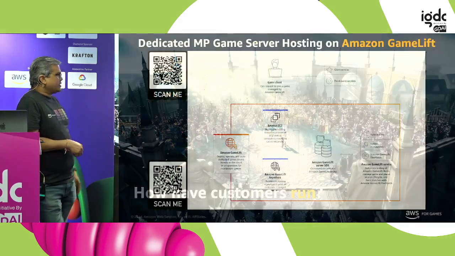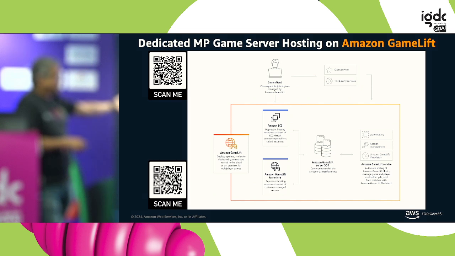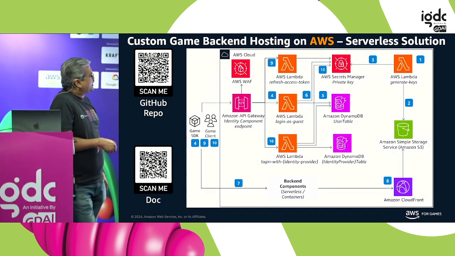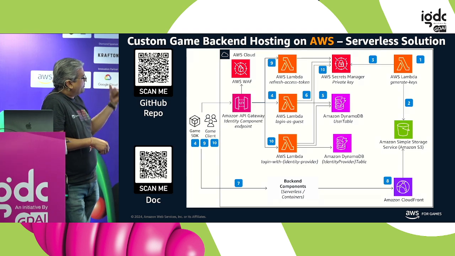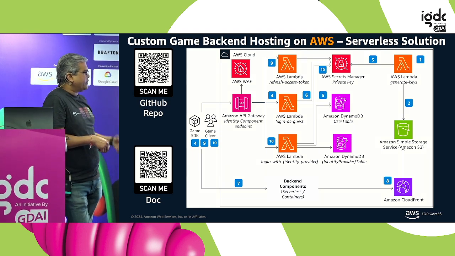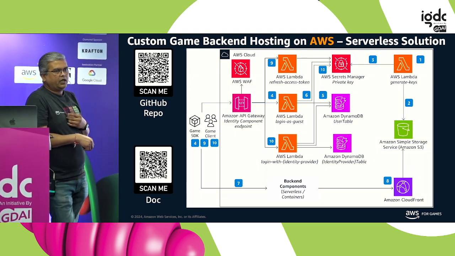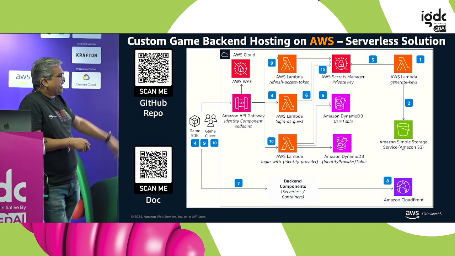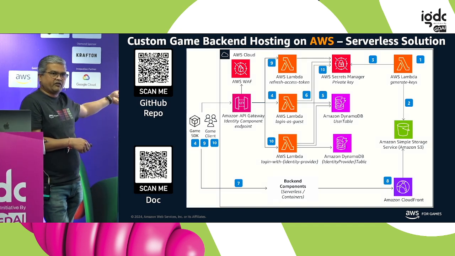So how have the customers run? They use services that I just talked about, all of this. This is just a visual of that. We also have a custom game backend hosting on AWS. This is a serverless solution that one of my colleagues has built. I am also building some sections on top of this, but what we have right now is also ready to deploy. This is available on GitHub.